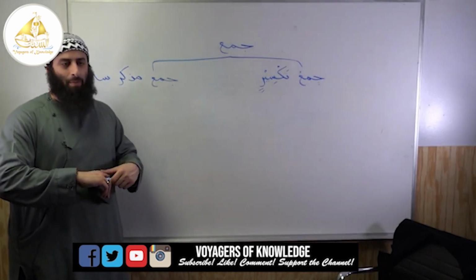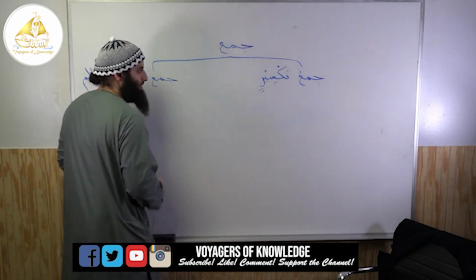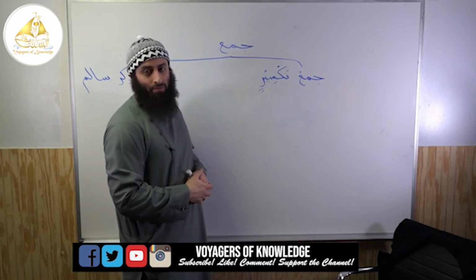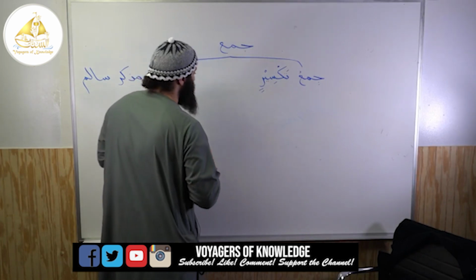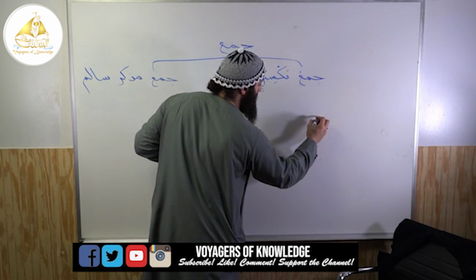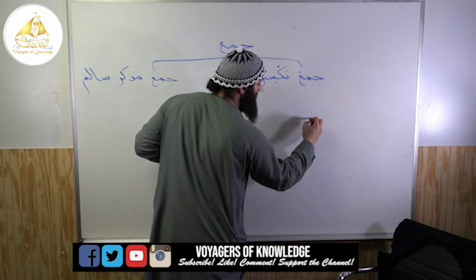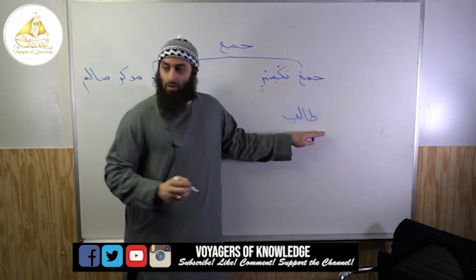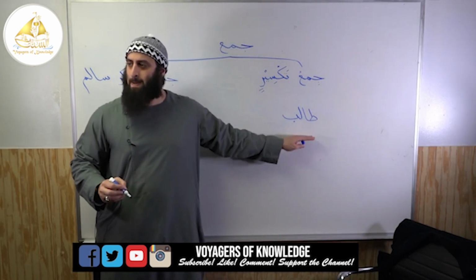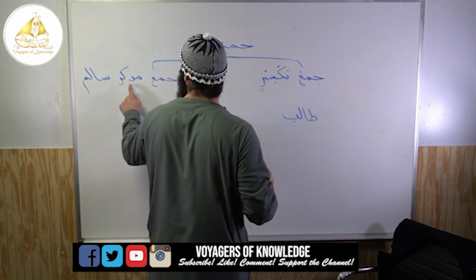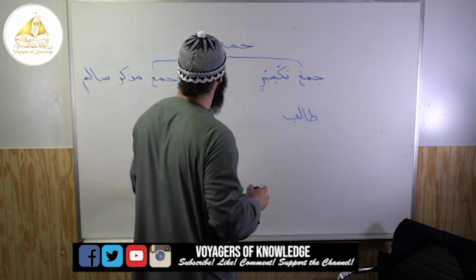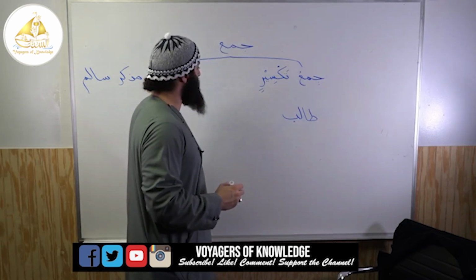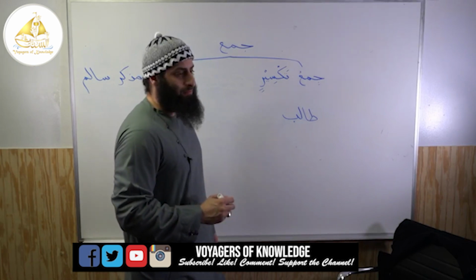But what do you mean when you say broken or not broken? When you say taksir, it's like maksur. Remember the word maksur? Broken. So we have, what was one of the first words? Talibun. Can you guys see this? What's the left one saying? Jam' mudhakkir salim. You got it?